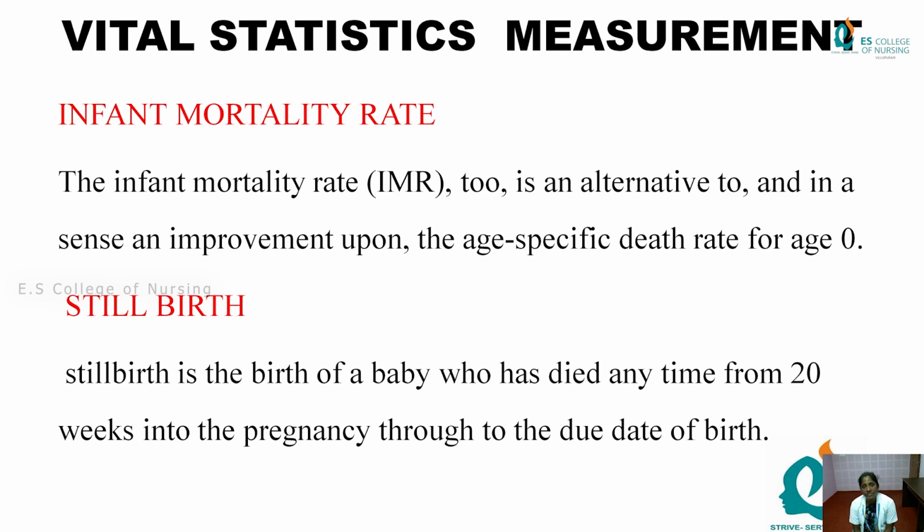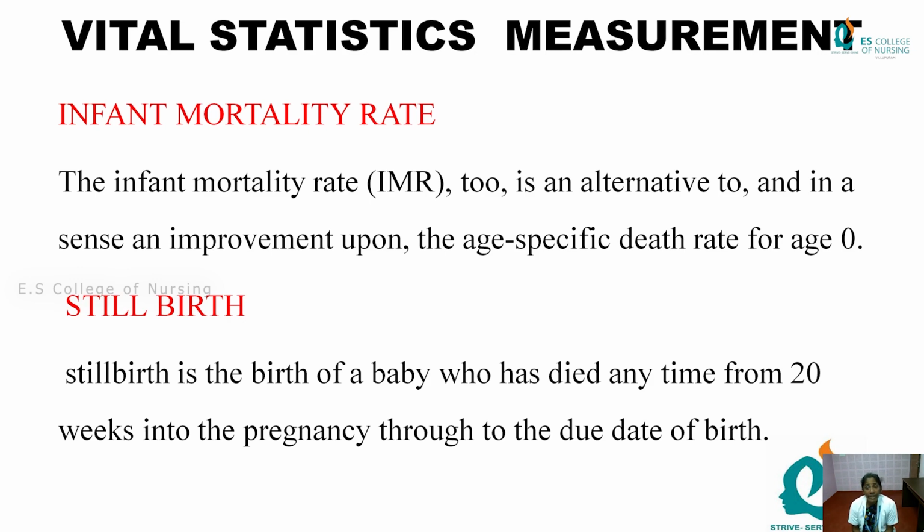Infant: for a newborn, 0 to 28 days is called the newborn period. Above 28 days, from 28 days until 1 year, is called the infant. So any death that happens after 28 days and before 1 year is counted in the infant mortality rate.